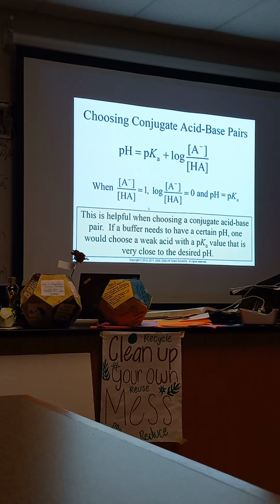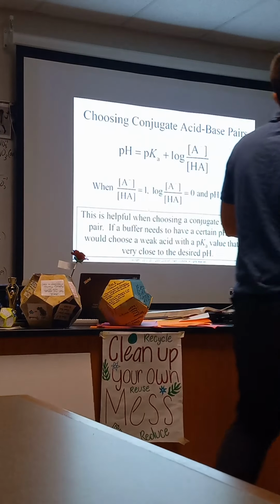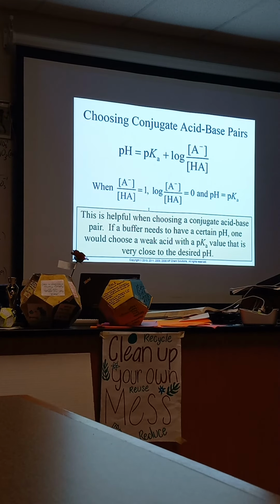So yeah, that's the trick. That's why buffers are pretty cool, because there's a lot of logic that goes into this, but basically, if you get the same concentration of both, then that's 1, and log of 1 is 0, and then pH equals pKa. So then we can use published pKa values to pick which one we want.